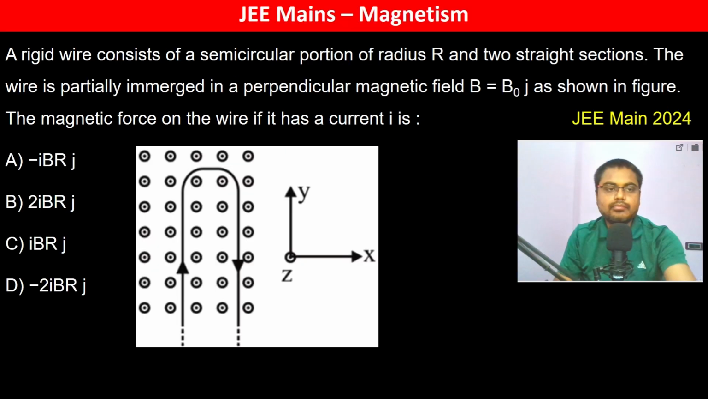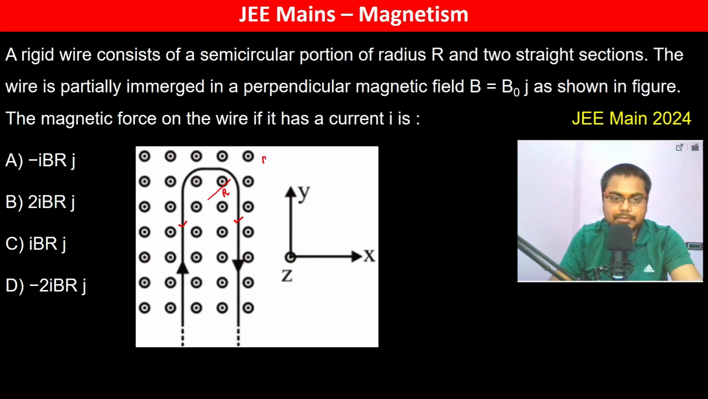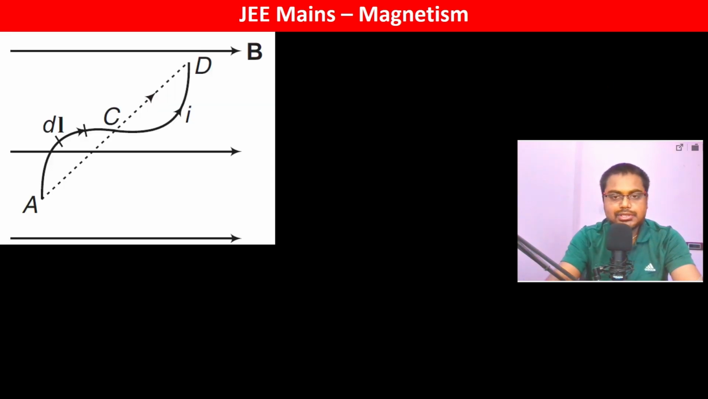Thank you. A rigid wire consists of a semicircular portion of radius r, and two straight sections. So this is radius r, and these two are the straight sections. The wire is partially immersed in the perpendicular magnetic field of B naught J cap. So this is B naught J cap, which is pointing outwards. As shown in the figure, the magnetic force on the wire, if it has current I, is asked. So now we will understand, simple thing. Like we have a diagram here.